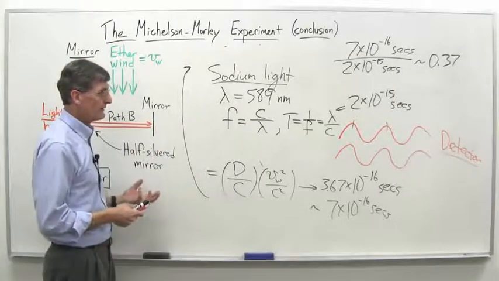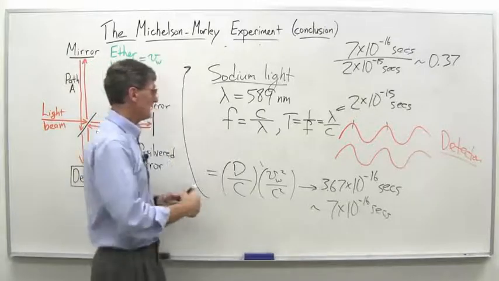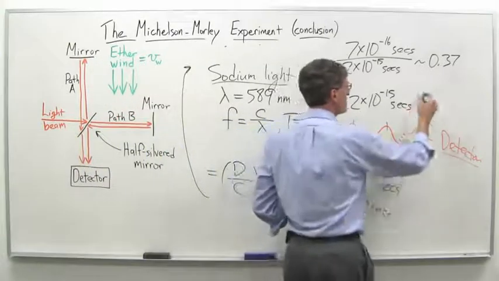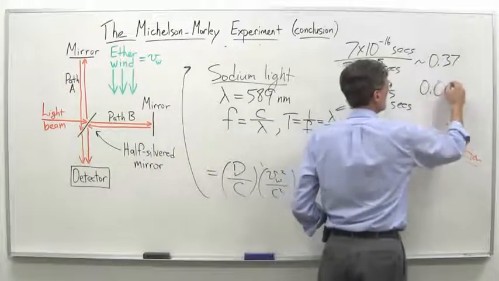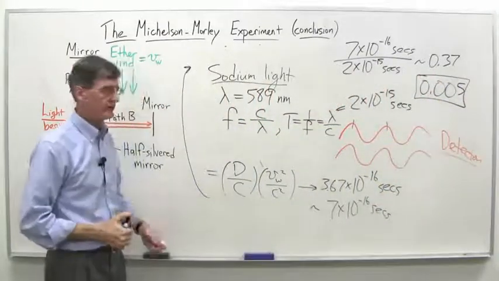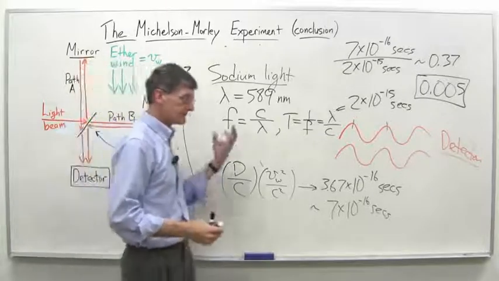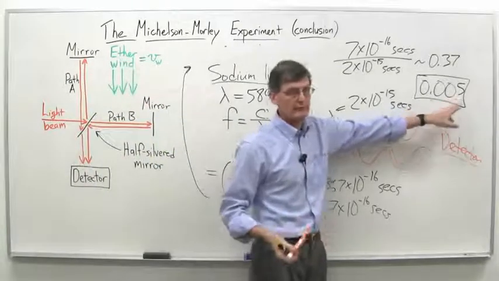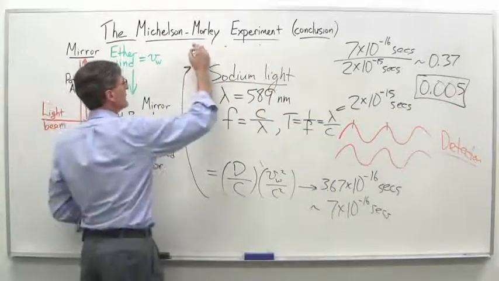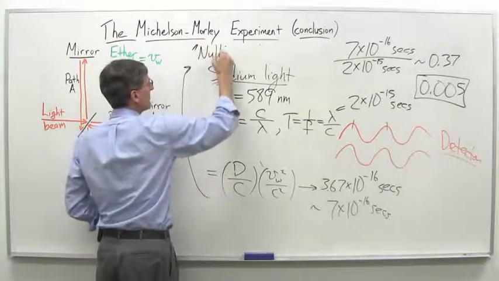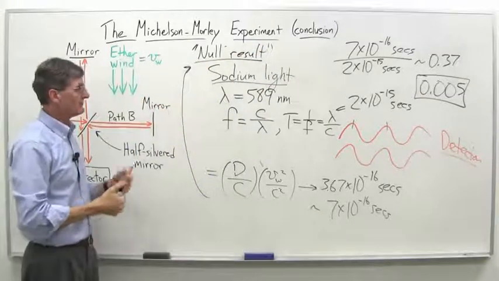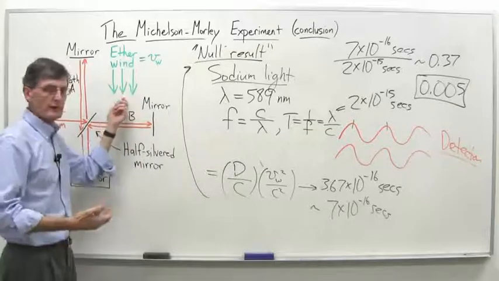They found, when they did this, a number of times, in different orientations, at different times of the year, and so on and so forth, that the observed shift, I think, was about 0.005. In terms of the experimental uncertainties they were dealing with, the observed shift could not be greater than this. It might even be less than that. And so this is what's known as the famous null result of the Michelson-Morley experiment, because they didn't see the effect of the ether wind.